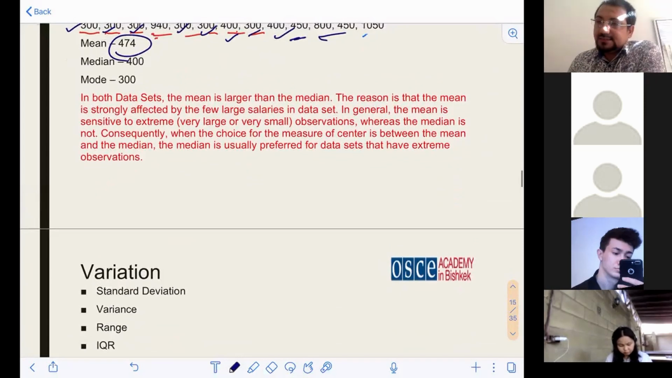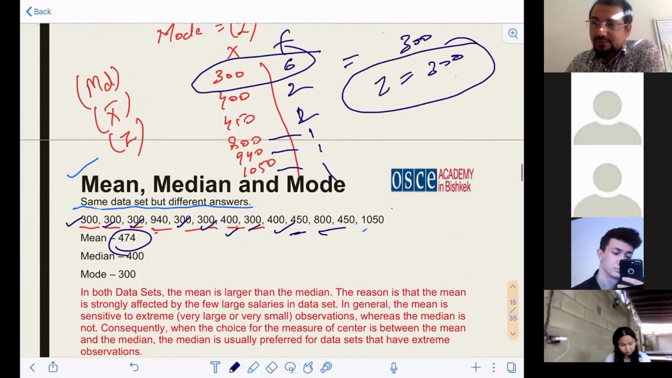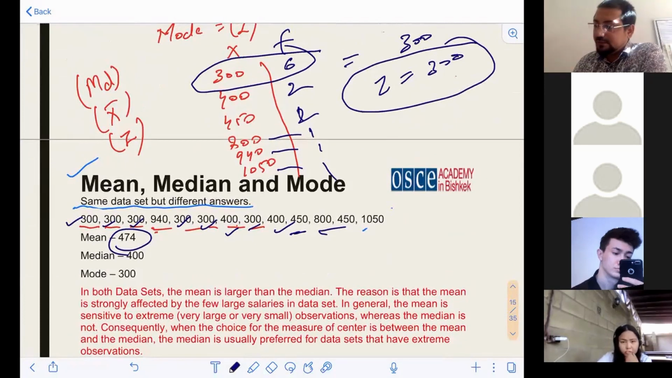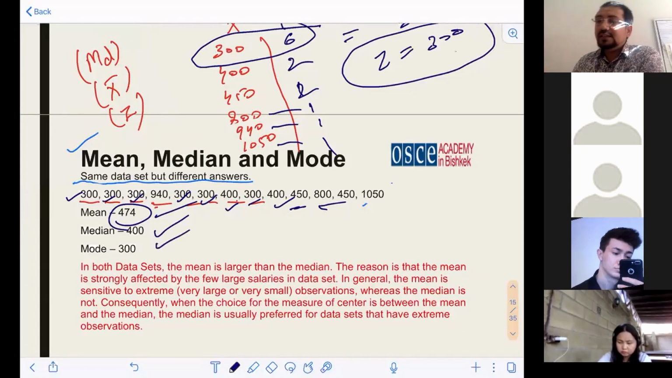Look at the analysis here. We found averages. Mean is an average, median is an average, mode is an average, but in all averages we have different answers. Mean says the average salary is 474. Median says the average salary is 400. Mode says the average salary is 300. Mean is 484, could be, no problem. So what is the most reliable answer?